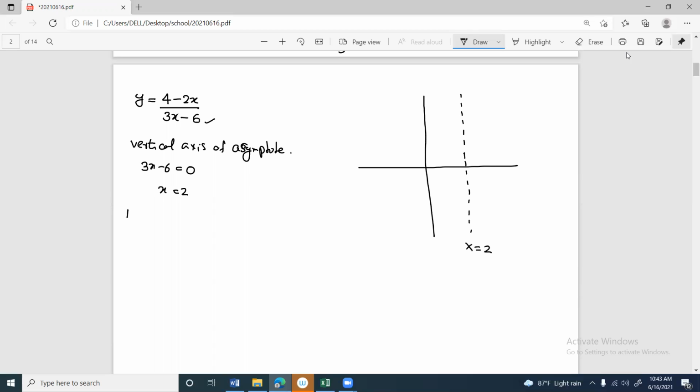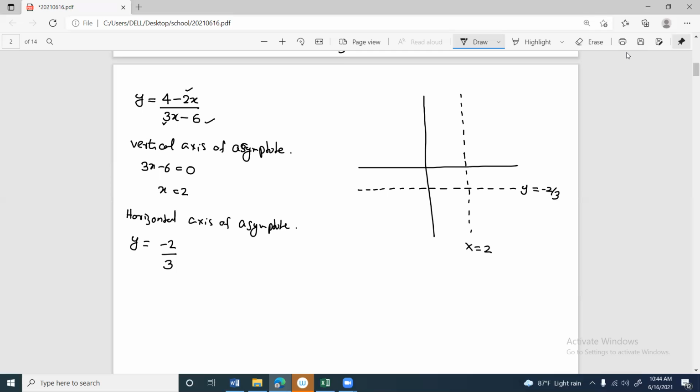Then we can work out the horizontal asymptote. We can get the horizontal asymptote by y equals the coefficient of x in the numerator, which is minus 2, divided by the coefficient of x in the denominator, which is 3. Then that's it. So it turns out to be y equals minus 2 over 3. It's minus 2 over 3, right?